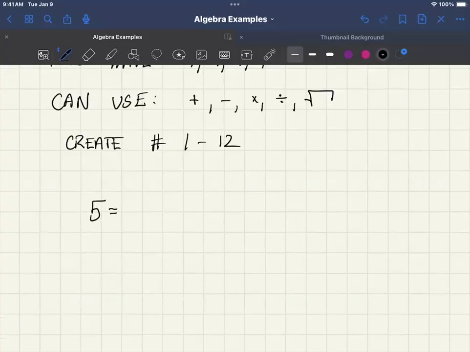Let's start out with the number 5. 5 is kind of a nice number. Let's think about it as, we're almost there if we have a 4, and all we need to do is add one more to our numbers.